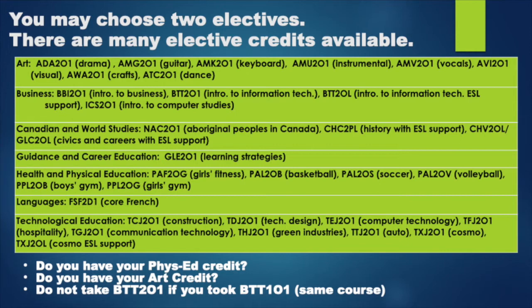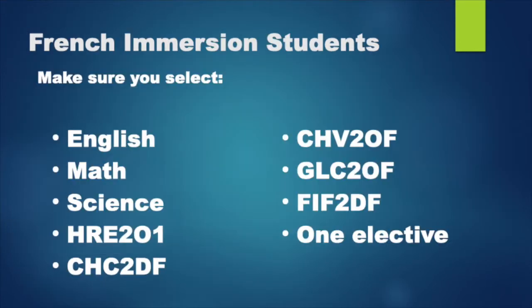All these classes are available on your MyPath site, so if you want to have a better explanation, you can look on there. For French immersion students, again, it's very similar. You'll be taking your English, math, science, religion. Now keep in mind for your French immersion components, you would have to take the history, civics, careers, and your French. So you only get one elective, very similar to grade 9.